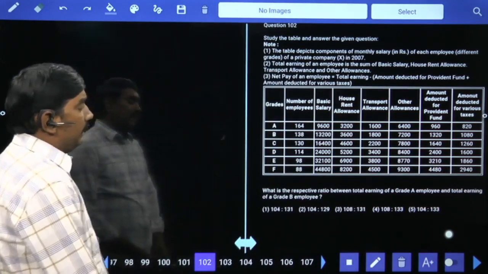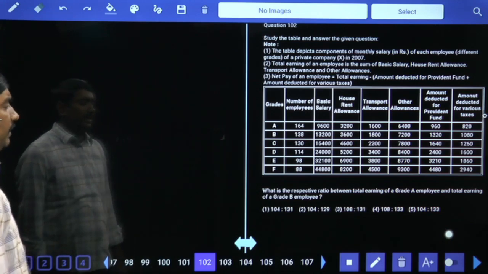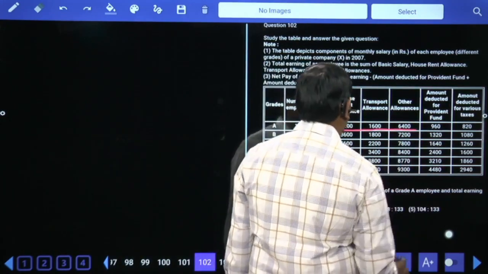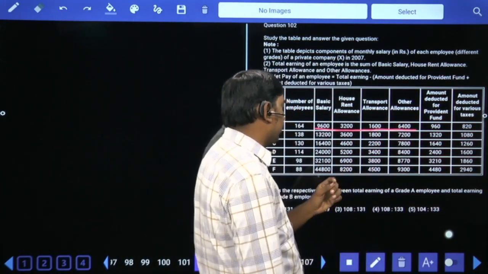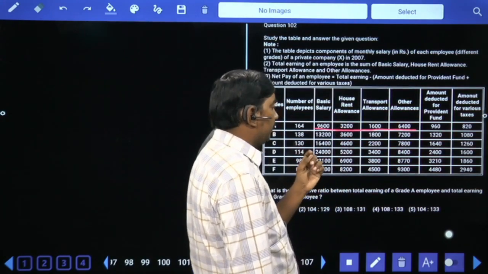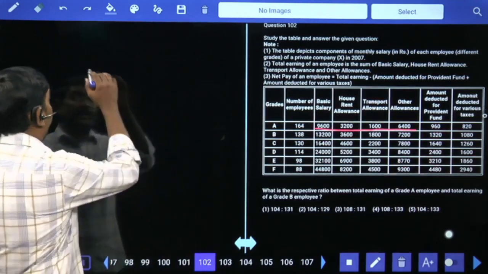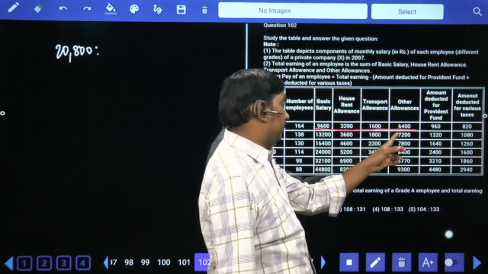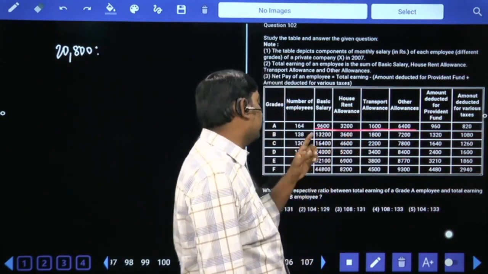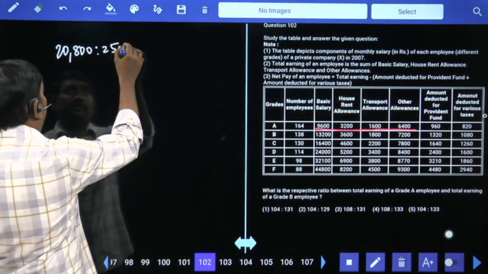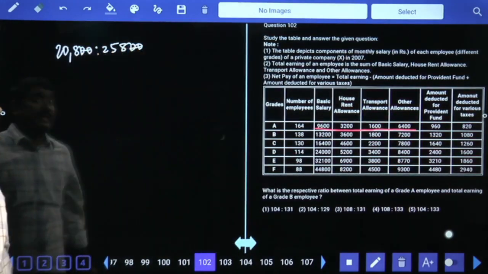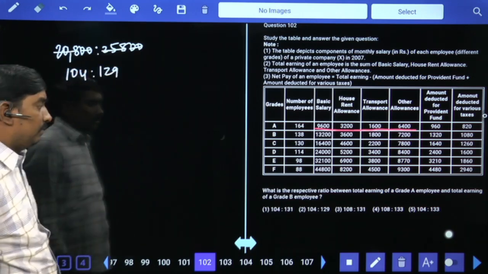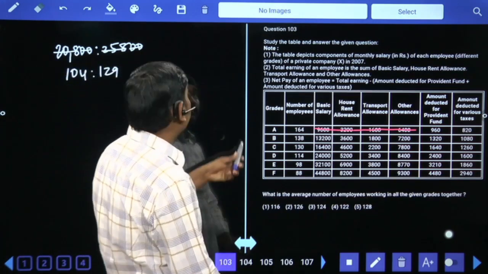Next. What is the respective ratio between the total earnings of grade A employee and total earnings of grade B employee? So total earnings of grade A employee: 1600, 6400, 8000, 3200, 11,200 plus 9,600 means 20,800. Grade B: 9,000, 12,600, 25,800. Two zeros will get cancelled: 208 to 258, which is 104 is to 129. Second option.